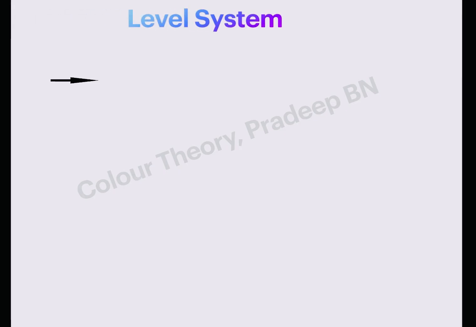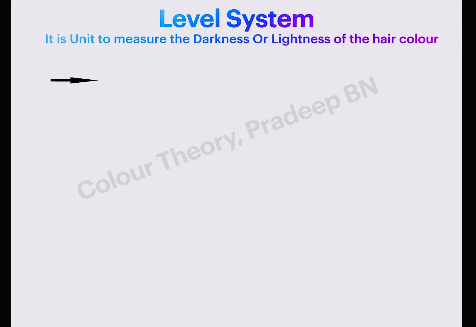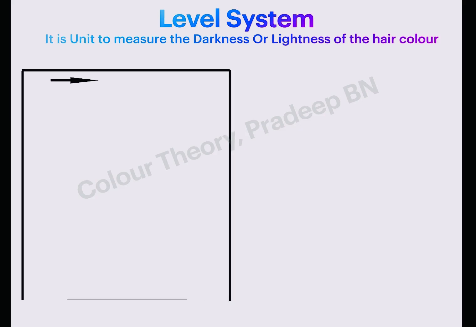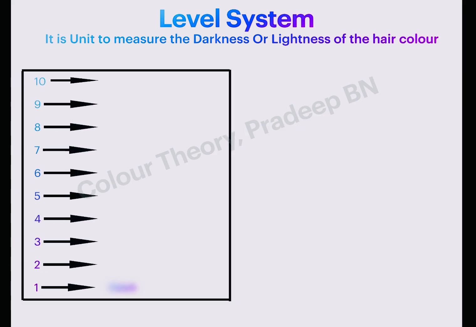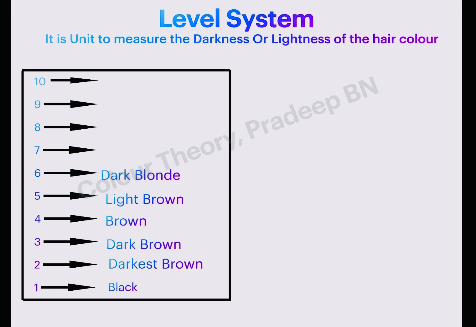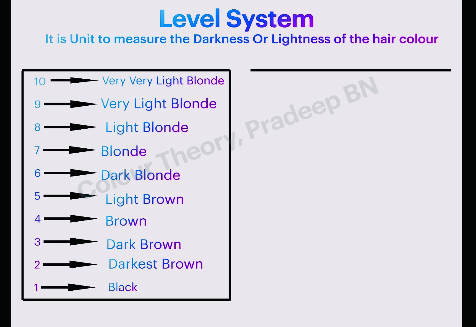Now let us understand what the level system is. The level system is a unit to measure the darkness or lightness of a hair color. As we measure speed in kilometers, we measure darkness or lightness of a hair color using a unit called the level system. This is the level system from L'Oreal. 1 is black, 2 is darkest brown, 3 is dark brown, 4 is brown, 5 is light brown, 6 is dark blonde, 7 is blonde, 8 is light blonde, 9 is very light blonde, 10 is very light blonde.